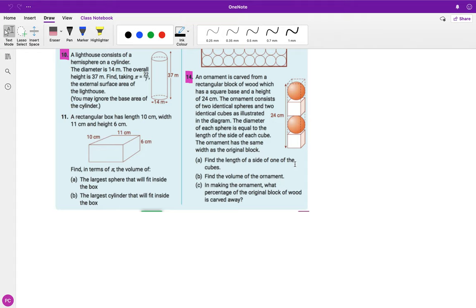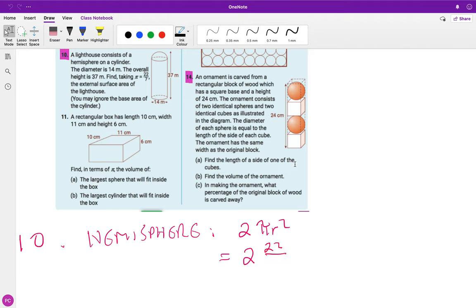So we start with the hemisphere, I suppose. The top bit, question 10. Remember, we're looking for surface area here. So for the hemisphere, the formula we're going to use is 2 pi r squared. Let's sub in. We're going to have 2 times 22 over 7, as they ask us to put in, by the radius. They give us 14, we know it's half that, so 7 squared. So we're subbing in to find the surface area of the hemisphere.